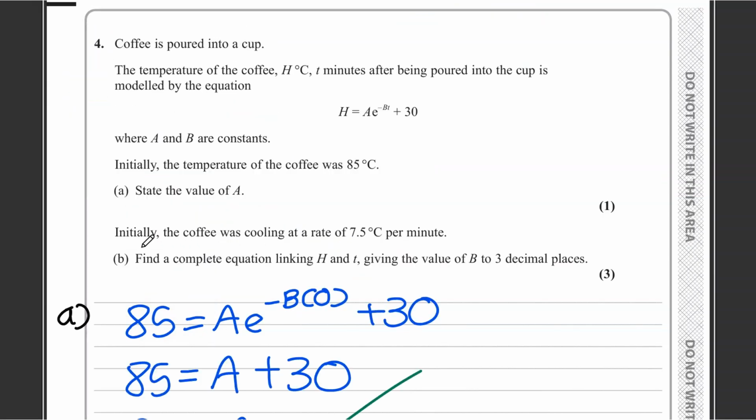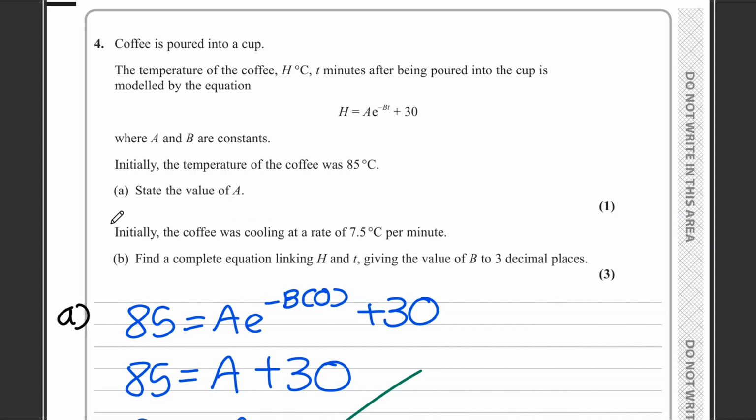Okay, and then for part B, we're told initially the coffee was cooling at a rate of 7.5 degrees Celsius per minute, and we need to find a complete equation linking H and T, given the value of B, to 3 decimal places for 3 marks. So essentially what we just need to do here is find B.